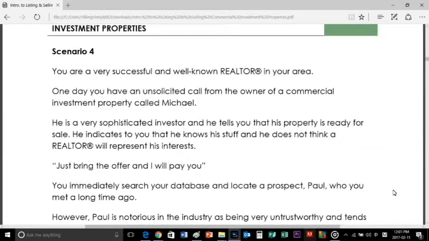Scenario 4. You are a very successful and well-known realtor in your area. One day, you have an unsolicited call from the owner of a commercial investment property called Michael. He is a very sophisticated investor, and he tells you that his property is ready for sale. He indicates to you that he knows his stuff and he does not think a realtor will represent his interests. Just bring the offer and I will pay you.